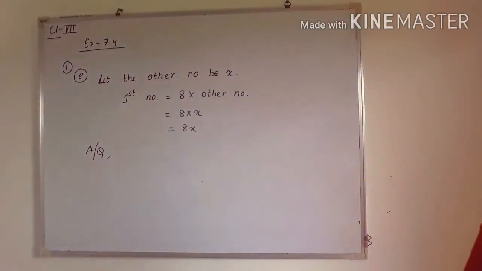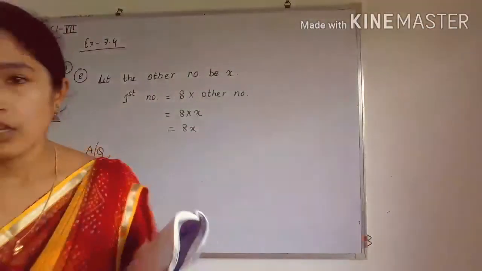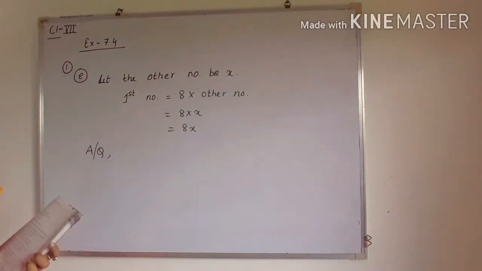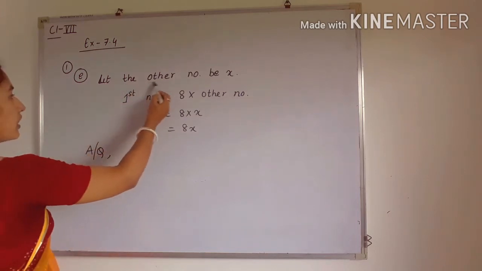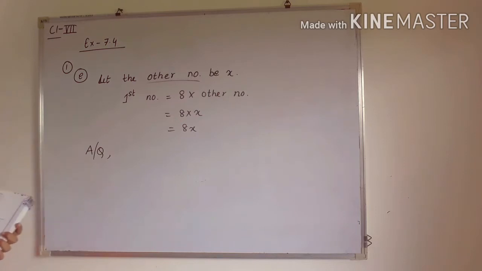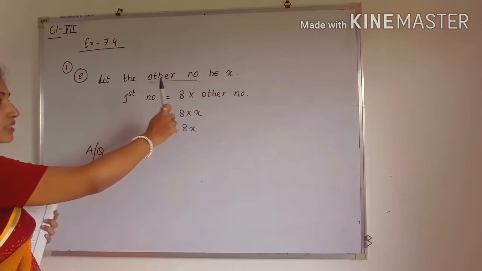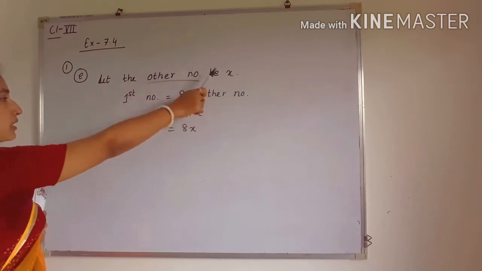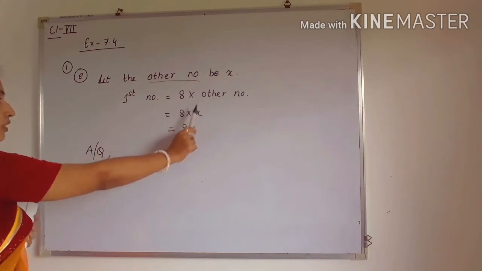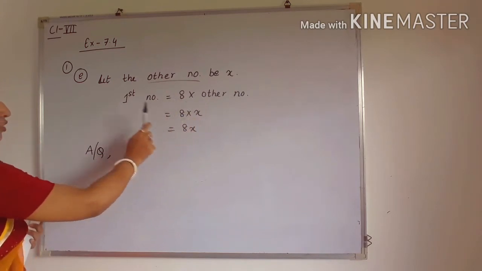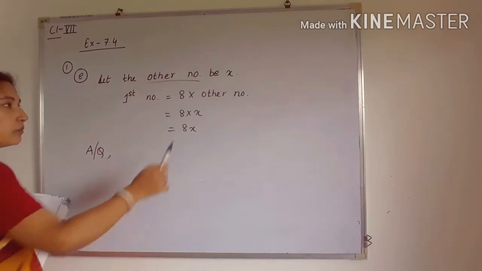See students, the next question is question number E. A number is 8 times another number. Suppose the first one, a number, will be the first number and the other number will be the second number. That other number I have taken as x. So let the other number be x. What will be the first number? The first number is 8 times the other number, and the other number is x. So 8 into x will be 8x. So the first number is 8x and the other number is x.